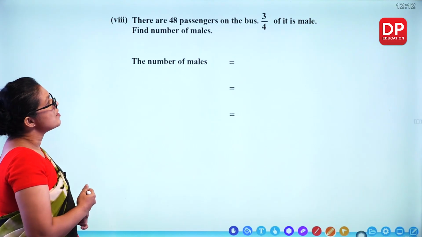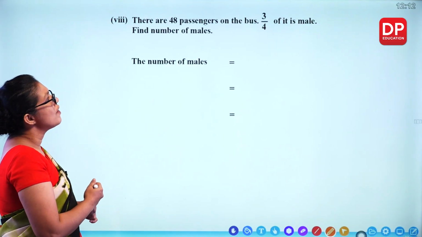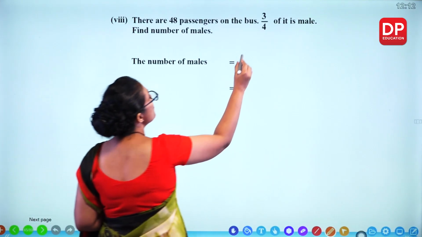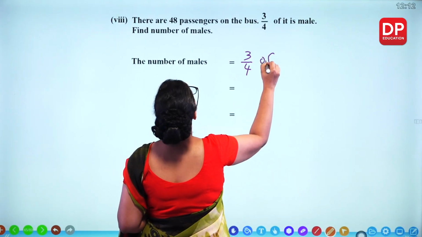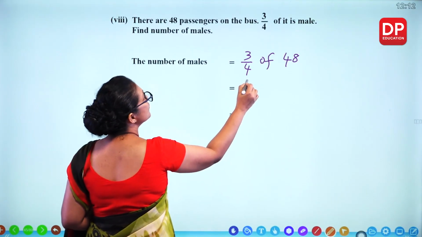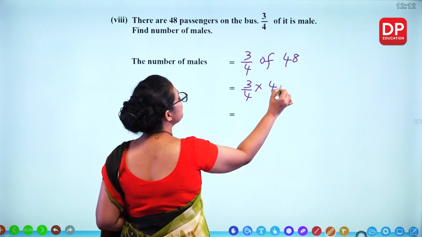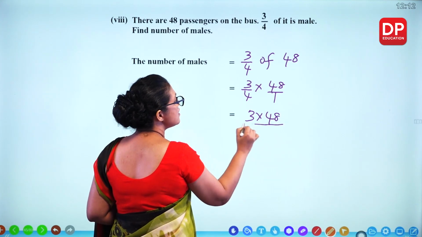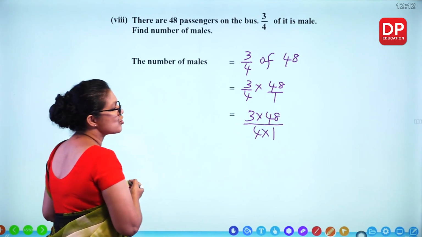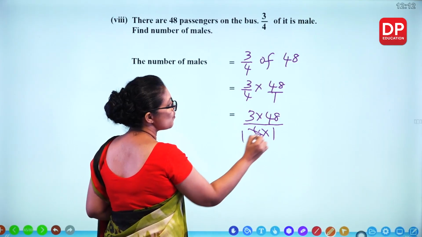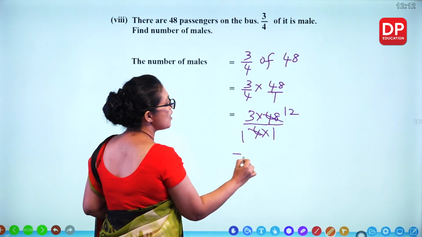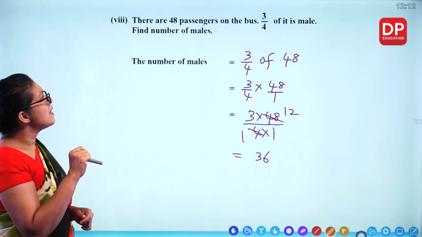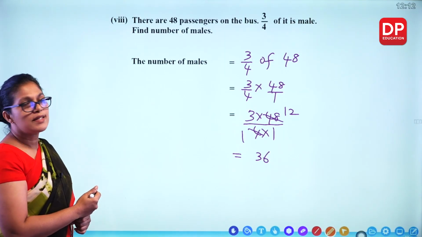There are 48 passengers on the bus. 3/4 of it is male. Find the number of males. So this means 3/4 of 48. Of means multiplication. Multiply the numerator separately, denominator separately for fraction multiplication. So 4 times 1, 4 times 12. So 12 times 3, 36. 36 male passengers in that bus.